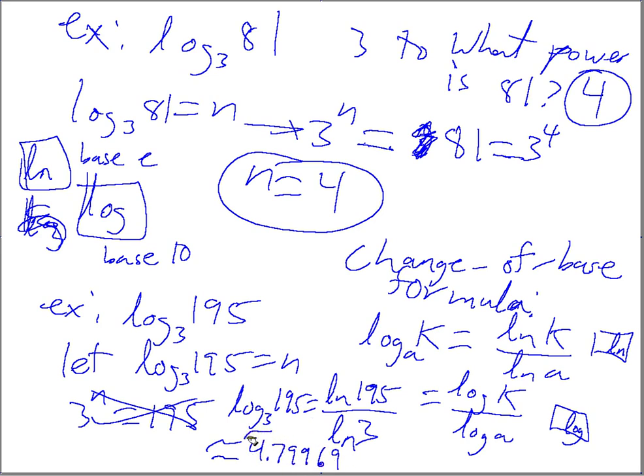So to check this answer that you got using the change of base formula, you simply take 3 to the 4.79969, and it should give you roughly 195 if you punch it into the calculator correctly using the power button, right? The power feature we talked about earlier. All right, let's try another one. So keep this change of base formula in mind. Let me clear up the screen.